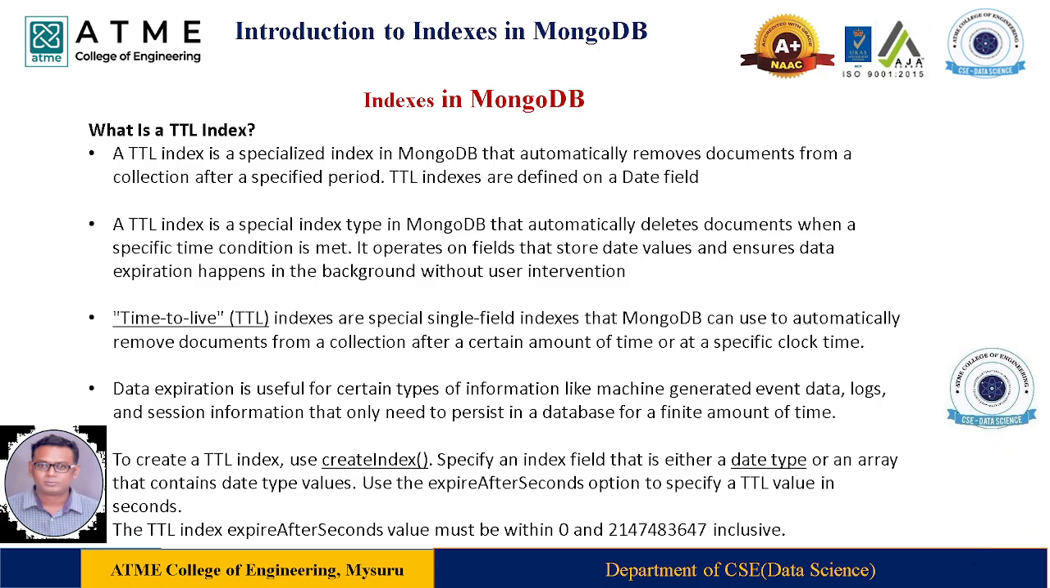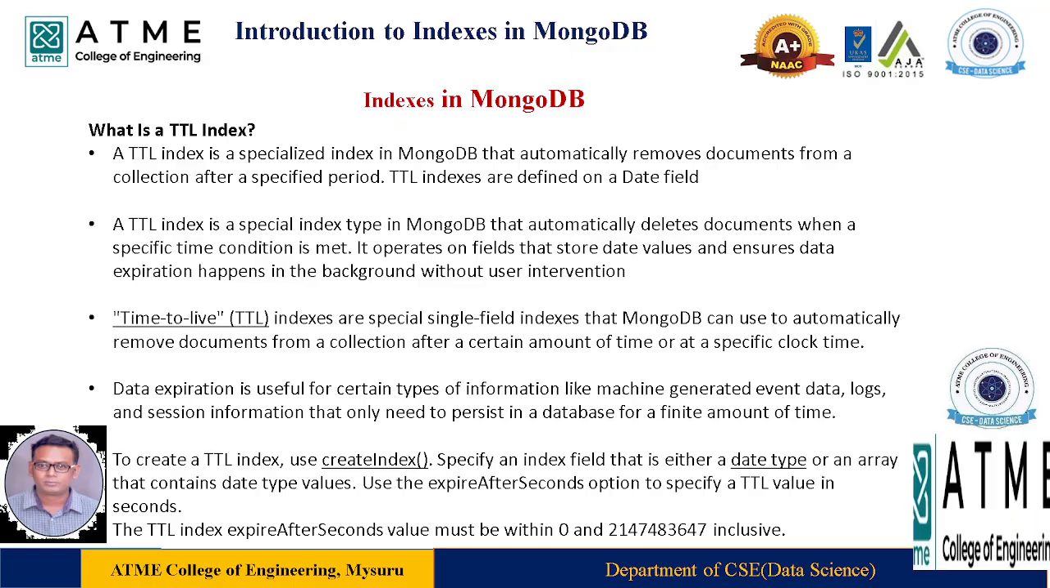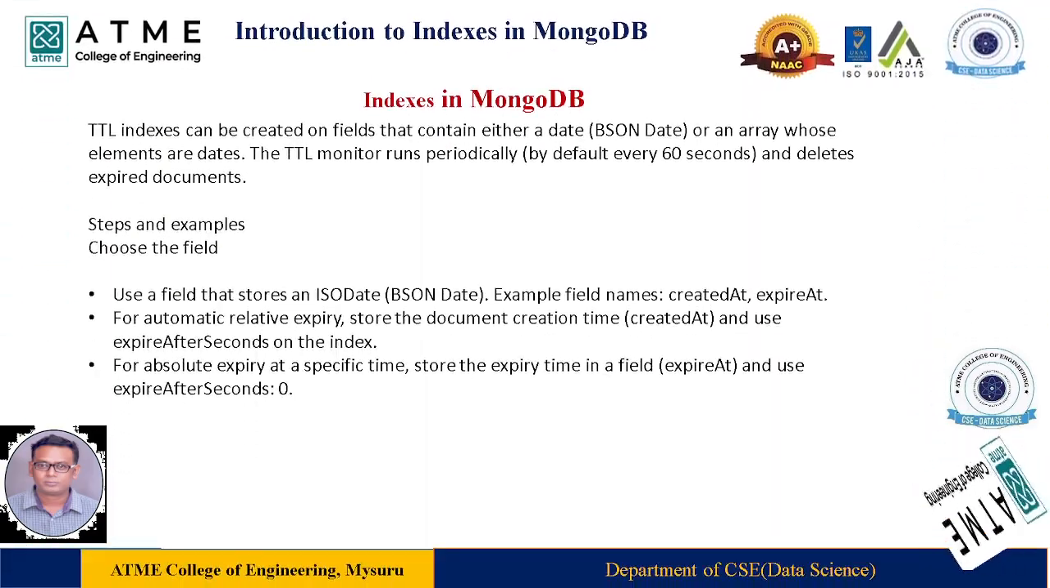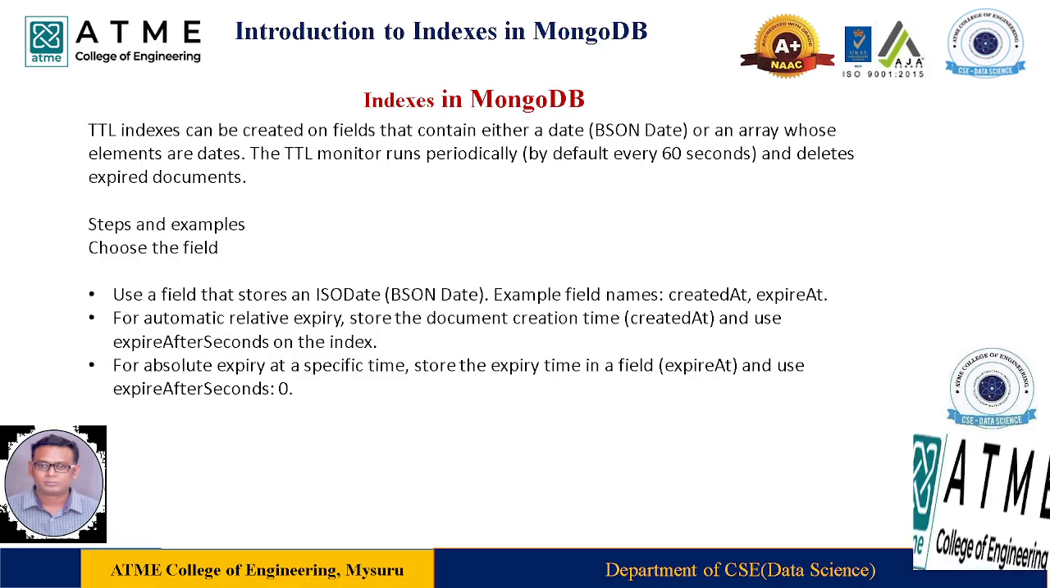So you should use the expireAfterSeconds option to specify the TTL value in seconds. This point is important: use the expireAfterSeconds option to specify a TTL value in seconds. So the TTL index expireAfterSeconds value must be within the range 0 and this value. So basically, a TTL index can be created on fields that contain either a date, that is BSON data, or an array whose elements are dates. The TTL monitor runs periodically, by default every 60 seconds, and deletes expired data.